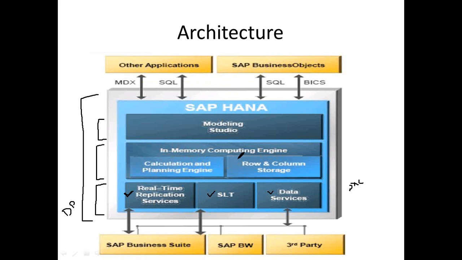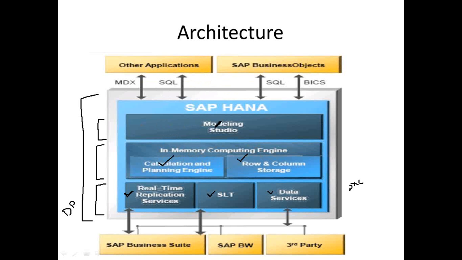The second box that you have here is the row and the column storage. These are the two different instances as to how data is stored, and all of this is there on the RAM itself, the main memory. So you have a lot of functions and procedures that you can apply here on the data, on the in-memory computing engine as well.